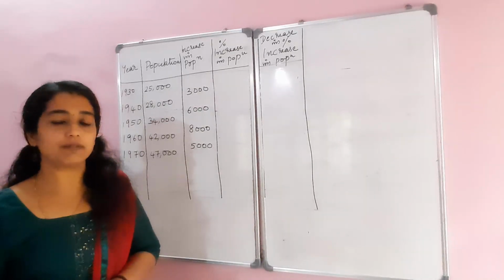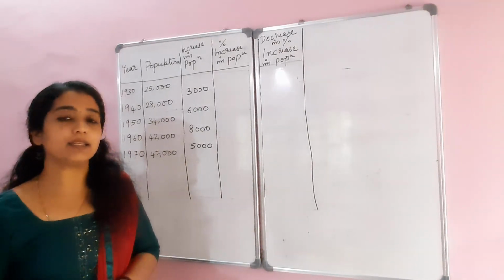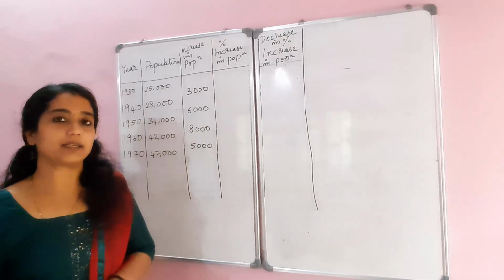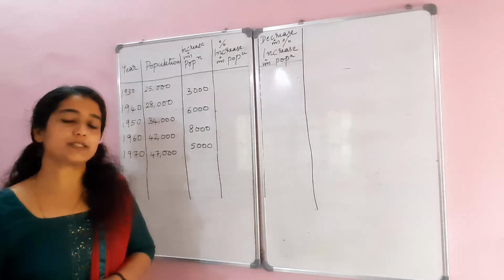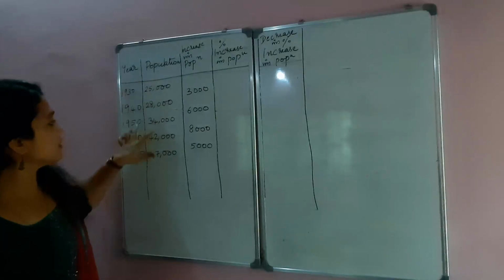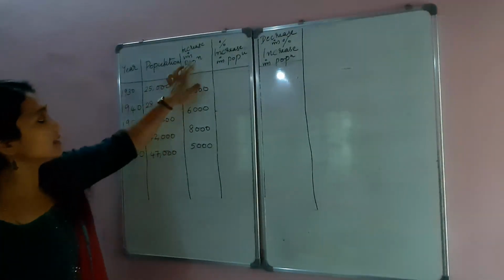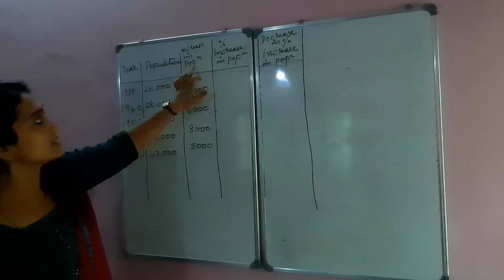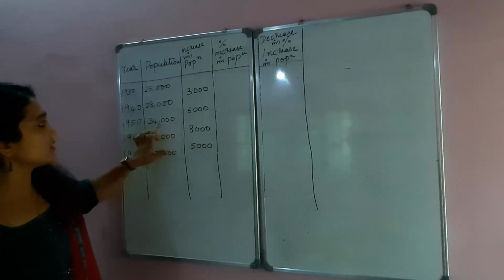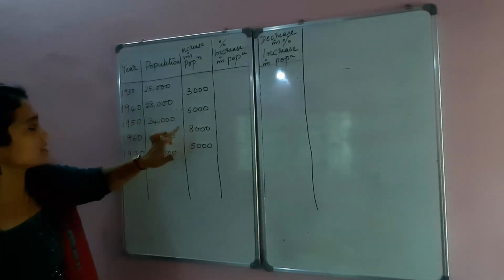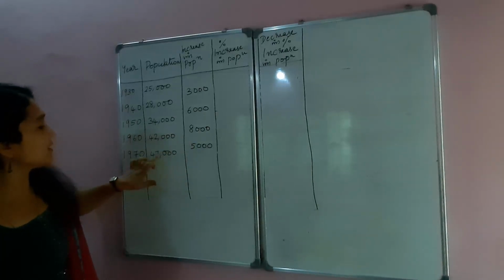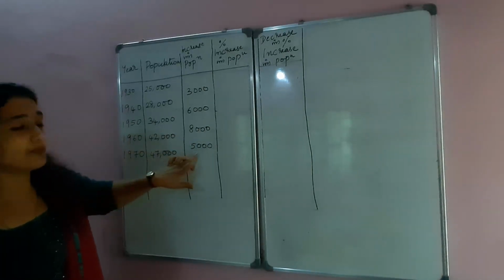Now we are going to solve this problem by using the decreasing rate of growth method. As in the previous three methods, the first three columns are the same. The first two columns are already given in the question and the third column you have to calculate, that is the increase in population. That is 28,000 minus 25,000, 3,000; 34,000 minus 28,000, 6,000; 42,000 minus 34,000, 8,000; 47,000 minus 42,000, 5,000.